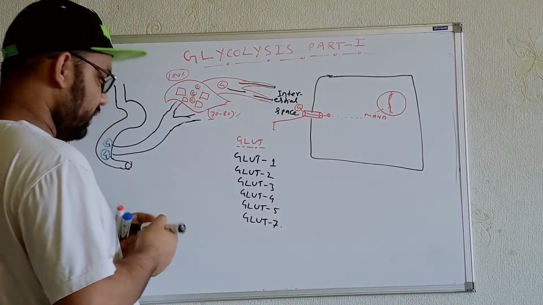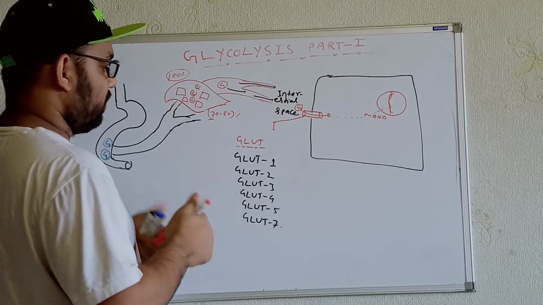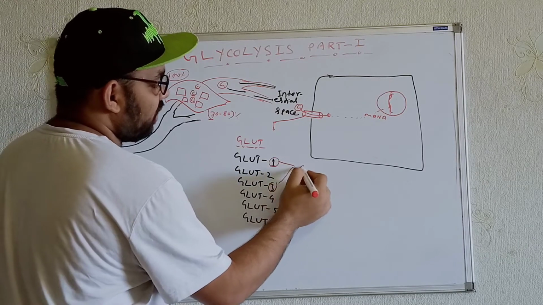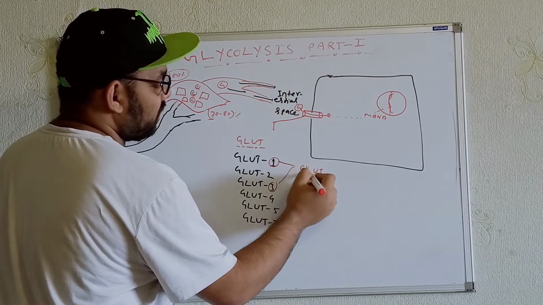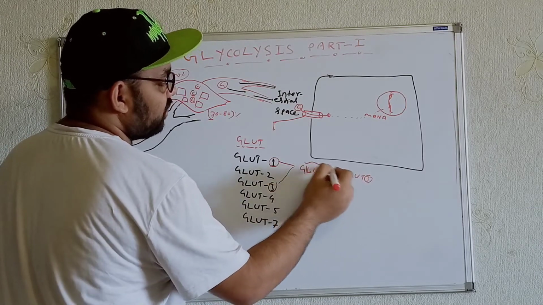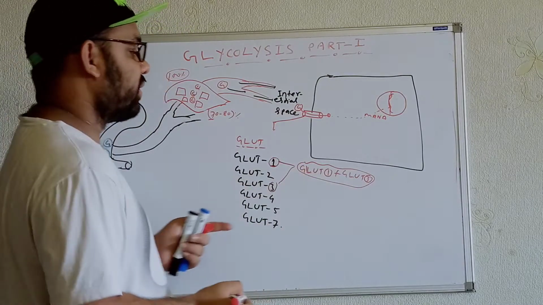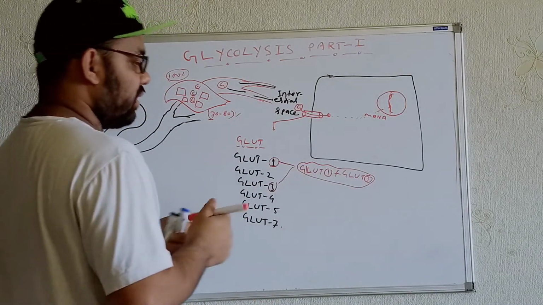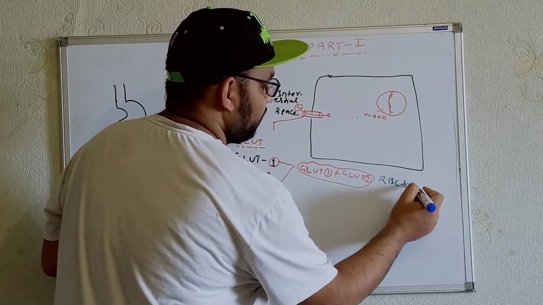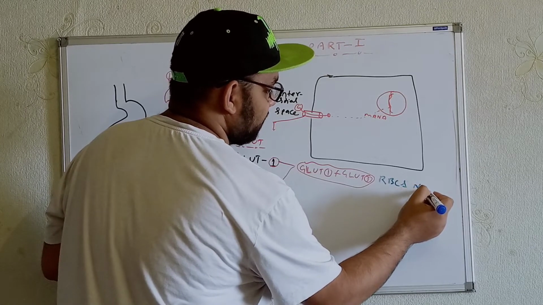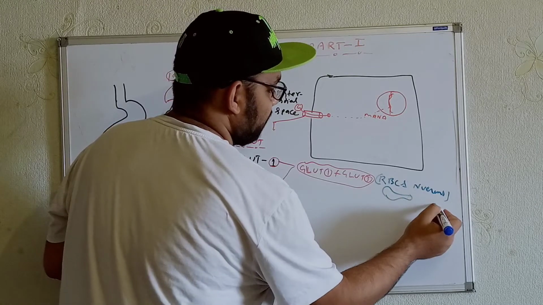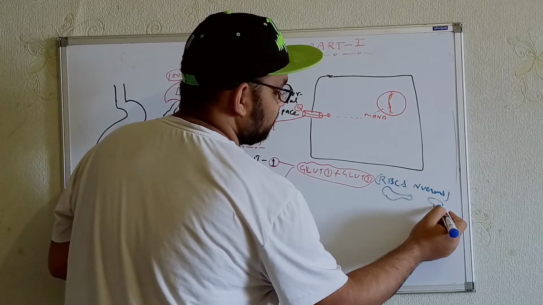Near about in all cells we will get GLUT 1 plus GLUT 3, present in almost all cells. But the concentration of GLUT 1 and GLUT 3 will be more within the RBC and within the central nervous system, that means neurons. I am writing it over here.